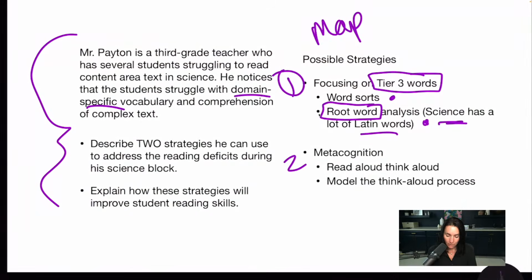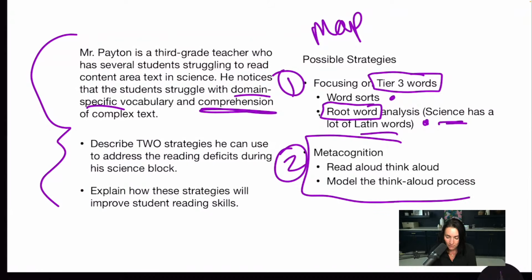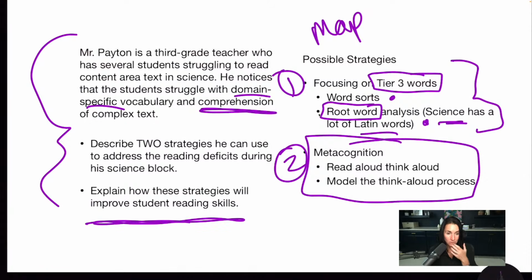And 2, for comprehension, I'm always going to work on metacognition. Now listen, guys, if you get a different one and they're struggling in comprehension, you can use what I'm saying here for metacognition. You can use this for any vocabulary. It doesn't matter. They're just giving you a specific scenario. All you have to do is choose 2 and then explain how it's going to work.